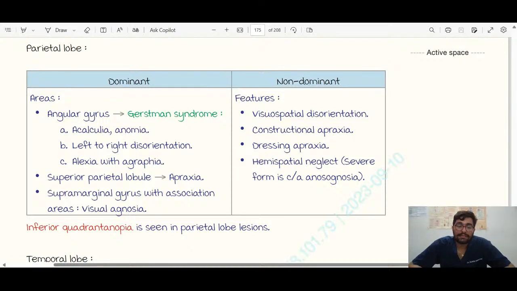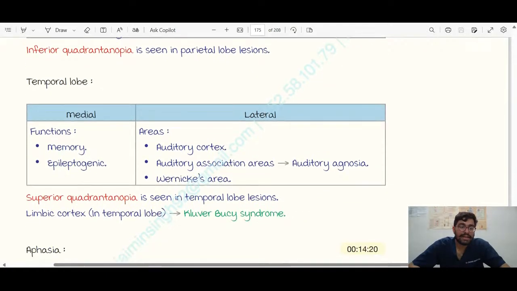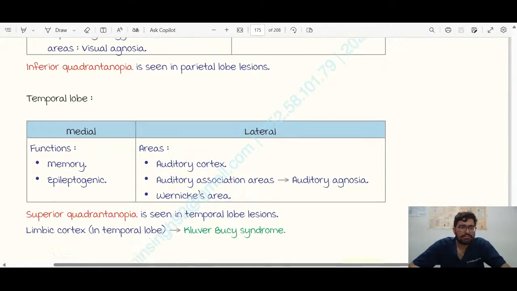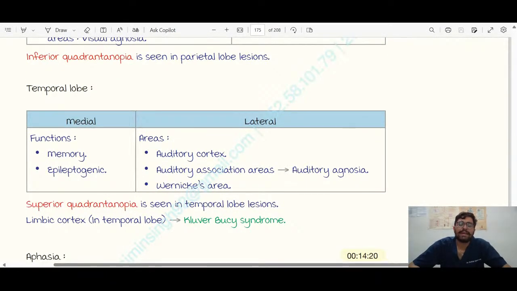The dominant side features are superior parietal lobe apraxia and the supramarginal gyrus, with visual agnosia. These are all dominant. Now the non-dominant features: visuospatial disorientation, constructional apraxia, dressing apraxia, hemispatial neglect, and a severe form of agnosia. Inferior quadrantanopia is seen in parietal lobe lesions.